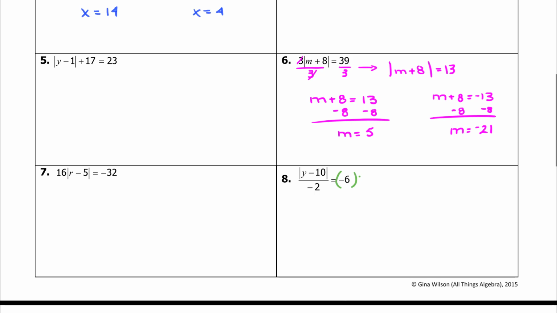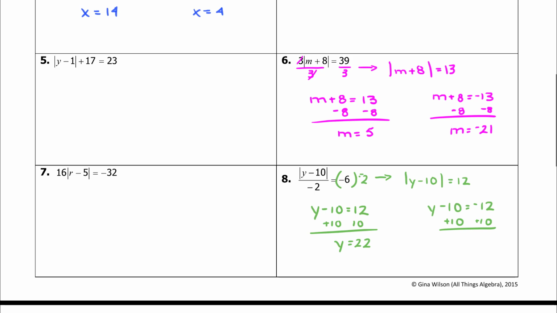The way we do that is multiply everything by -2. And so that's going to give me y minus 10 equals +12. Now that I've gone from a -6 to a +12, I can solve this. So I have y minus 10 equals 12, and y minus 10 equals -12. And I'm going to add 10 on both sides. And that gives me y equals 22 and y equals -2.